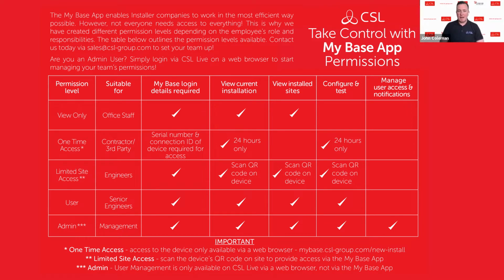Next, we've got the user access. This allows a user to see all of the devices that you've got installed, to make any configuration changes, to check signal strengths, etc. And then the final access we've got is admin. Again, similar to user, you can see and do everything, but you also get the additional credentials for managing the user access. So as you can see, different permission levels for different people to use within the organization.